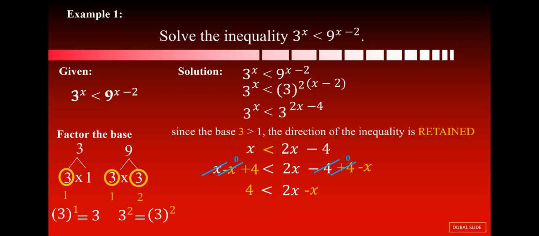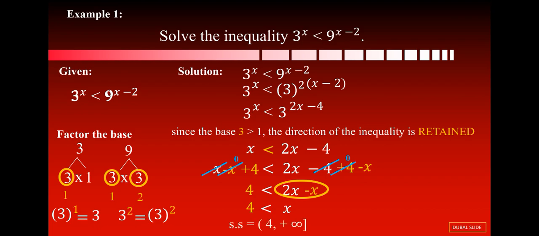As we can see in the given inequality, we still have like terms, which are 2x and x, so we're going to solve for that. That would become x. Then copy the inequality and also the number 4. And that is our final answer. So x is greater than 4.